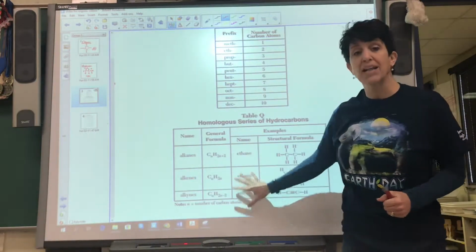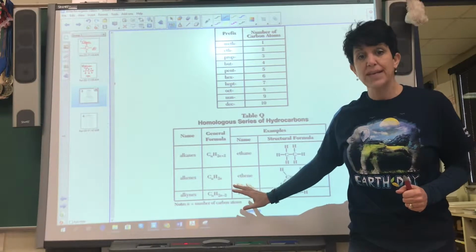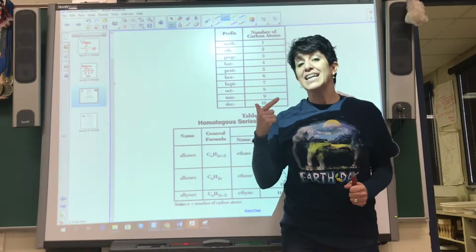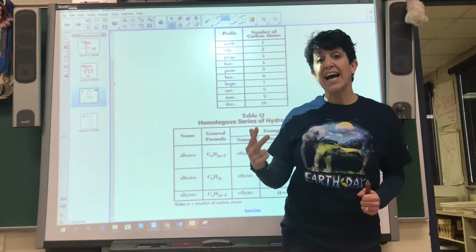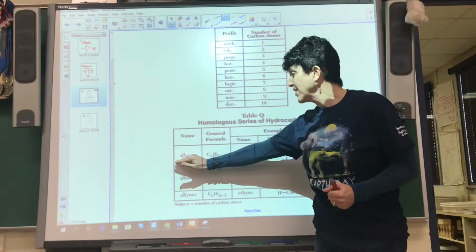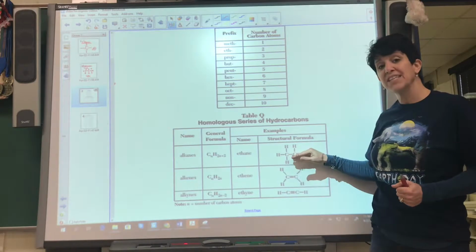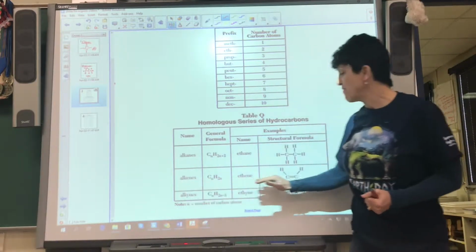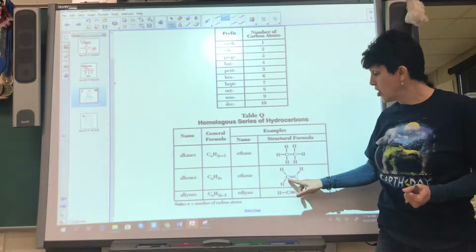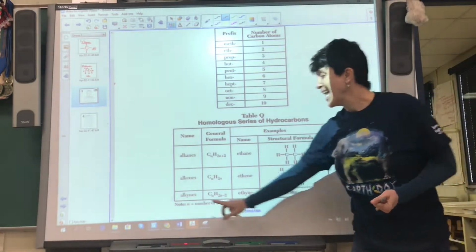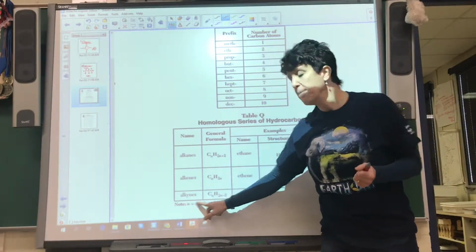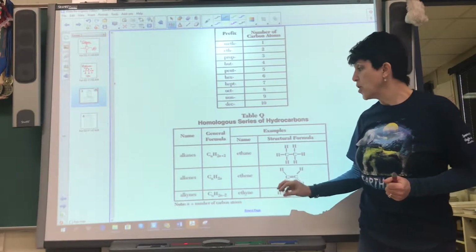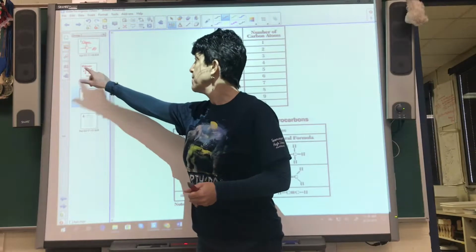These are our homologous series of hydrocarbons. Every hydrocarbon is either going to be an alkane, an alkene, or an alkyne. Here are the 3. Alkanes always have single carbon-carbon bonds. Alkenes have a double bond between 2 of the carbons. And an alkyne with a Y has a triple bond between 2 of the carbons. So we have an ane.